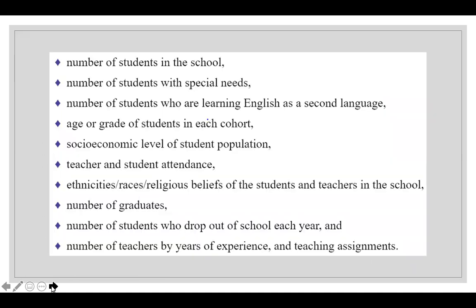And here is another, this is actually a screenshot from the Bernhardt book. These are just different ways that you can describe your sample numerically. So the number of students in the school, the number of students in the school with special needs, those who are English language learners, etc.